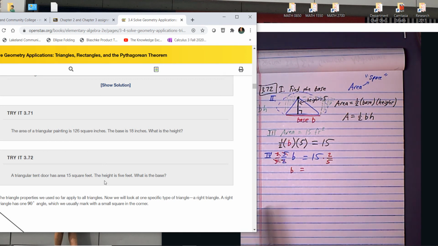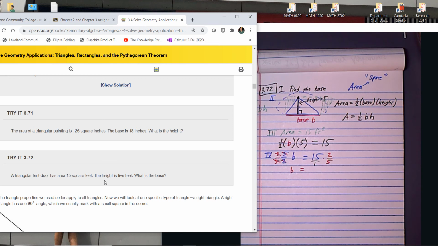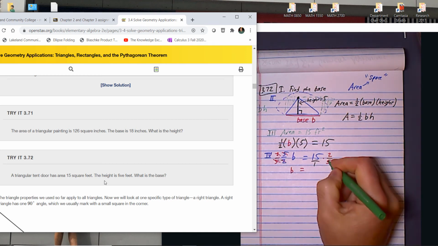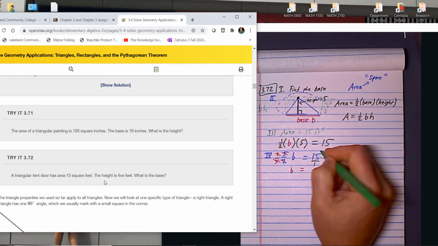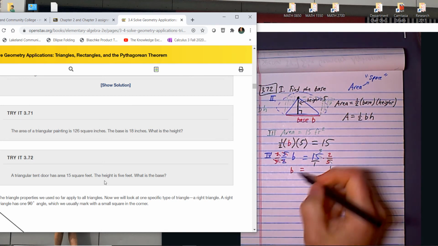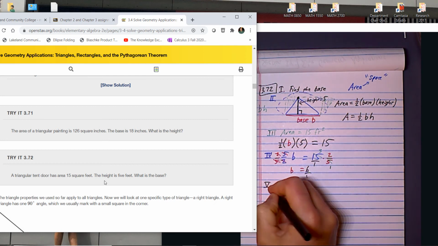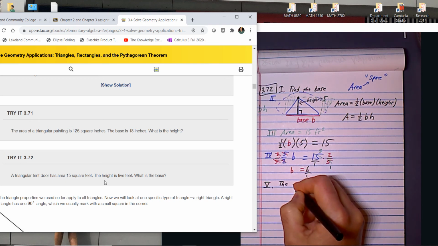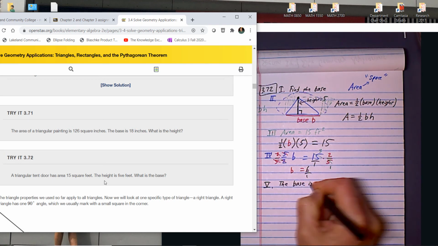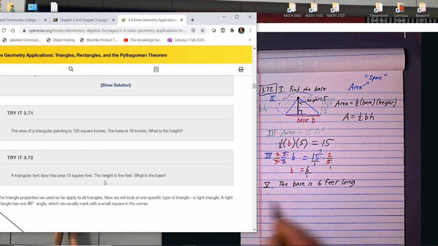Well, there's a trick. You should write 15 as a fraction. How do you write a whole number as a fraction? You put it over 1, right? And now, does anything cancel? Well, sure. The 5 and the 15 cancel. I get a 1 here and I get a 3 here. 3 times 2 is 6, so we get 6 over 1, right? So the base is 6. 6 divided by 1 is 6. So, step 5, the base is 6 feet long. 6 feet long, 5 feet high. Interesting problem.